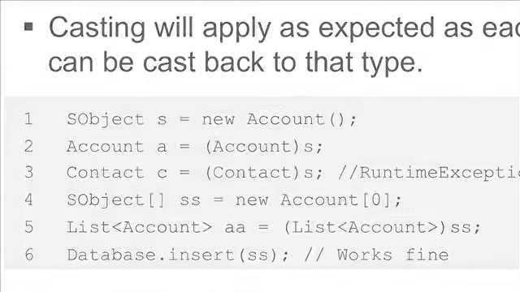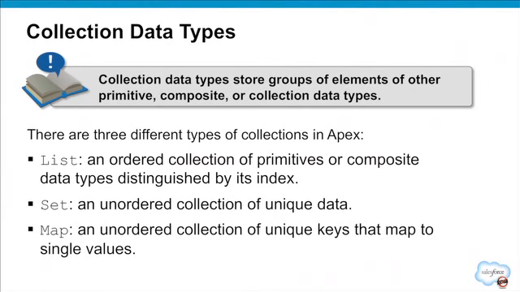So there are 3 types of collections. There are lists, sets, and maps. A list is an ordered collection of anything. A set is an unordered collection of unique primitives or SObjects. And then a map is unique keys to values which are non-unique, and can be anything. Okay? So let me walk you through these 3 different data types.